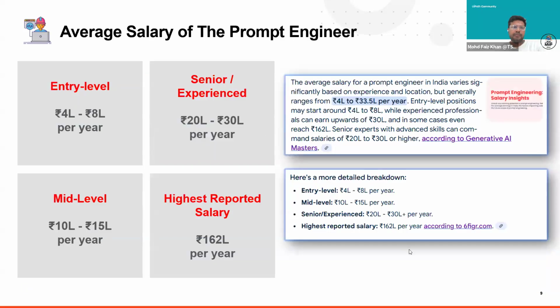So here you can see, if anyone is interested to transition into prompt engineering, we can see the market trend here. If you are just entry level, a fresher, and you want to start your career in prompt engineering, the salary structure here is 4 to 8 lakhs for the entry level, 10 to 10 lakhs for the mid level, and seniors can expect 20 to 30 lakhs. And there is no limitation, no boundaries.